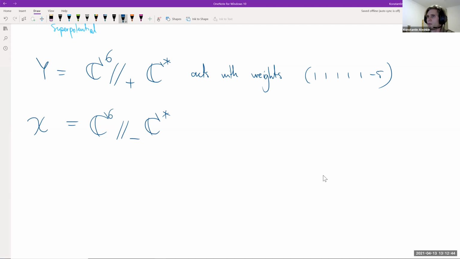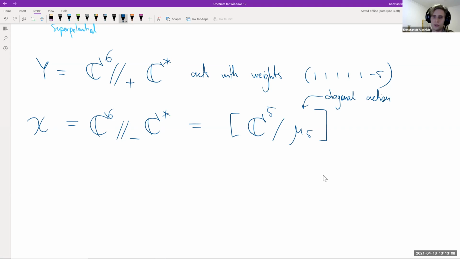So this X is just C5 modulo the diagonal action of the group of fifth-order roots of unity, mu5. So this is a diagonal action, and this is a GIT quotient.